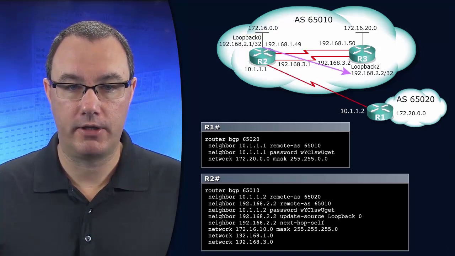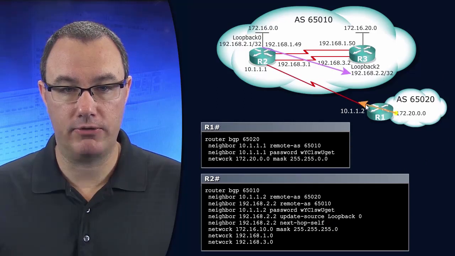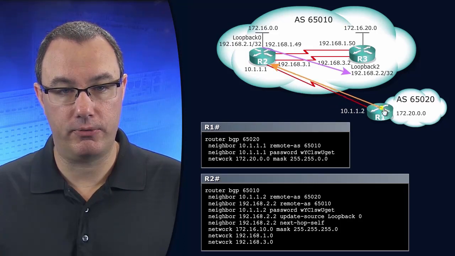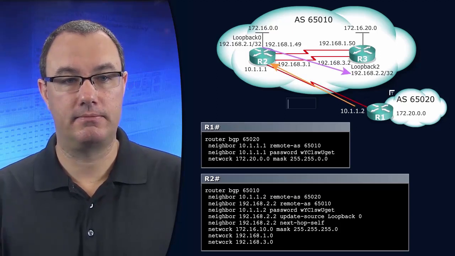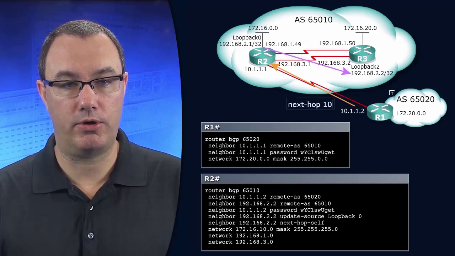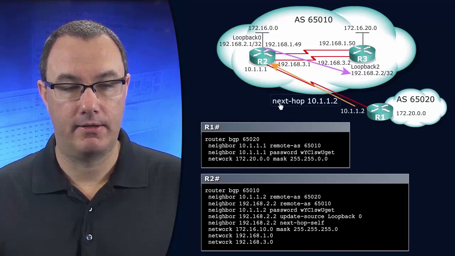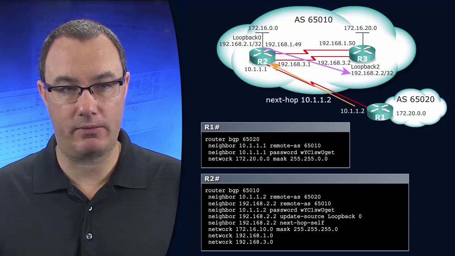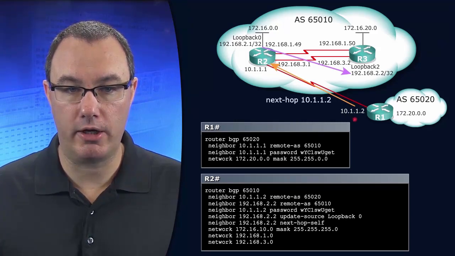Let's follow this network being advertised from 172.16 or 172.20. That network is going to come from R1. And the next hop is going to be 10.1.1.2 at that point right there. We are then overriding the next hop to be R2's address so that R3 understands how to get there. Because R3 may not know how to get to the 10.1.1.2 network.